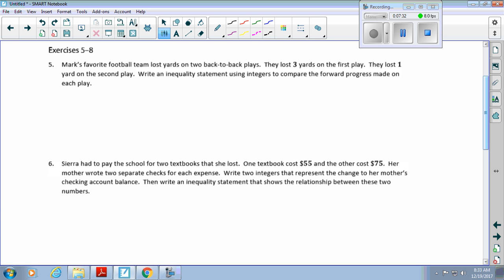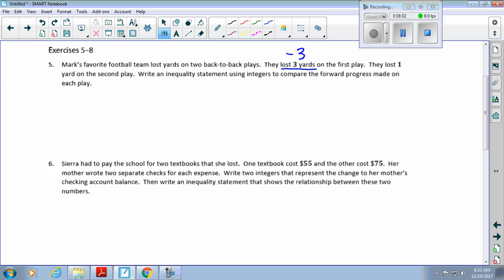Mark's favorite football team lost yards on 2 back-to-back plays. They lost 3 yards on the first play. Hands are shooting up everywhere. All right, what do I need to underline there? Brent? They lost 3 yards. Now, if it's a loss, what integer would we represent that with? What whole number would we represent that with? Fancy Dan? Negative 3. Negative 3, very good.